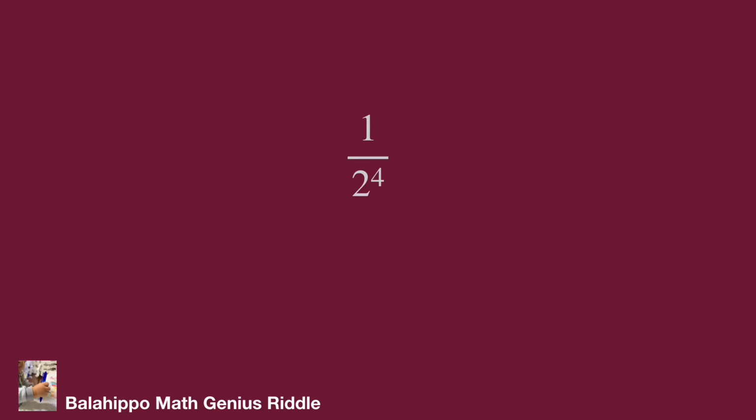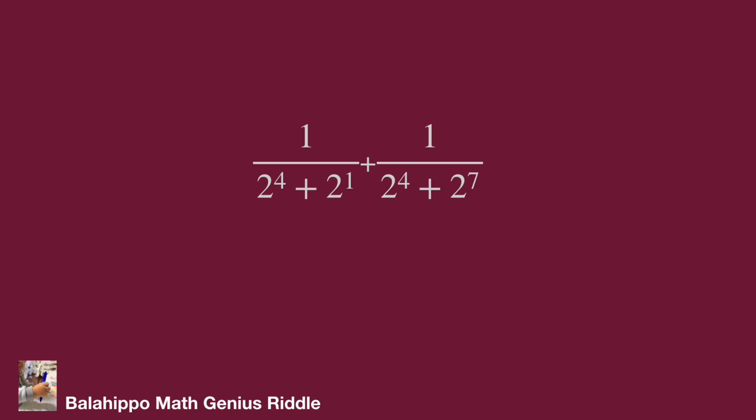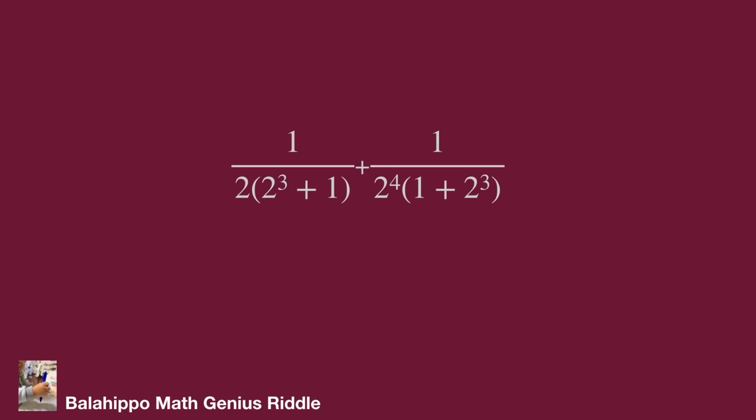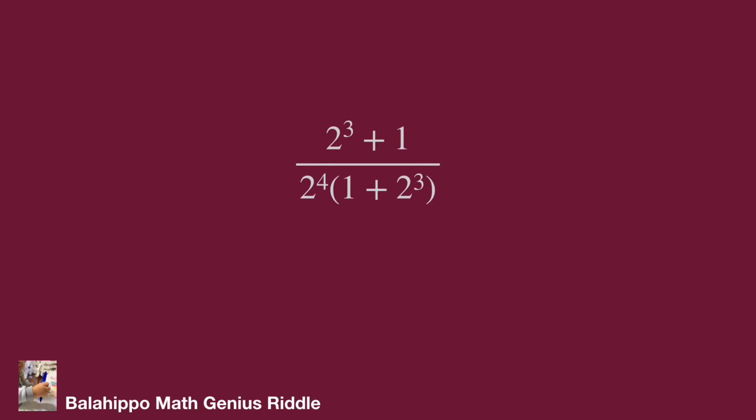The next group: 1 over 2 power 4 plus 2 power 1, plus 1 over 2 power 4 plus 2 power 7. The denominator 2 power 4 plus 2 power 7 in the second fraction equals 2 power 4 times the bracket 1 plus 2 cubed. Reduction becomes a fraction as 2 cubed plus 1 over 2 power 4 times the quantity 1 plus 2 cubed, which equals 1 over 2 power 4. We find certain value patterns.